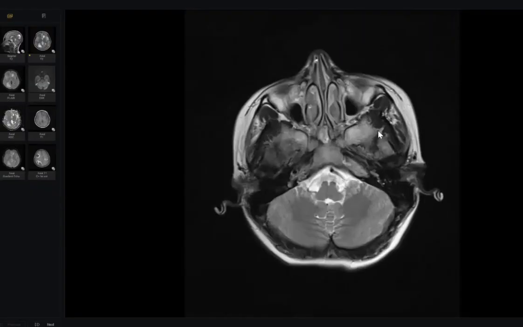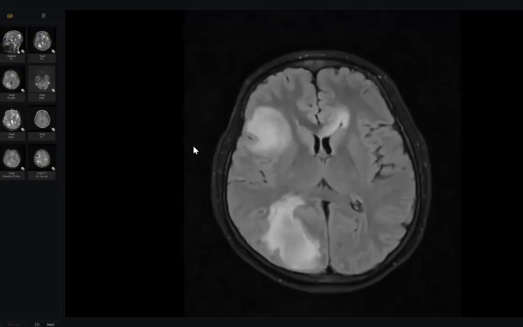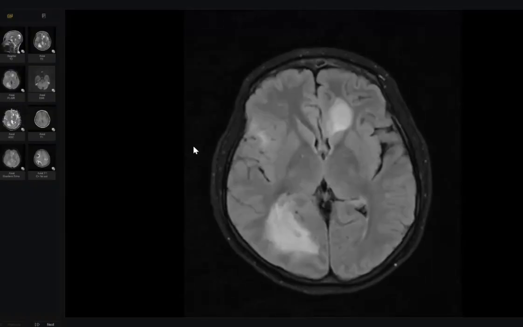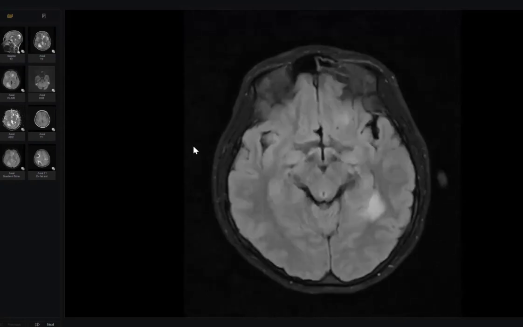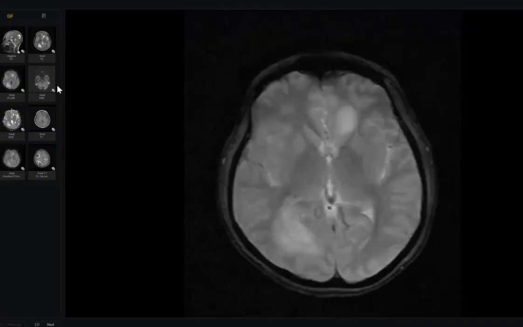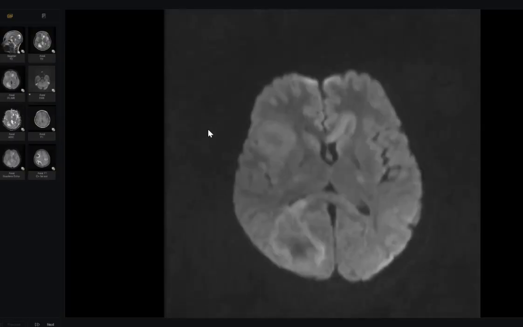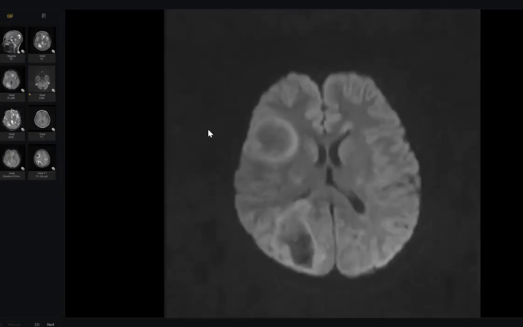Next, I will check the other sequences. There is no posterior fossa abnormality. FLAIR also shows high signals bilaterally, and these seem to be predominantly white matter based, reaching subcortically. Which sequence do you want else? A DWI to look for restriction. So only the margins are slightly restricting, but there is no central restriction.